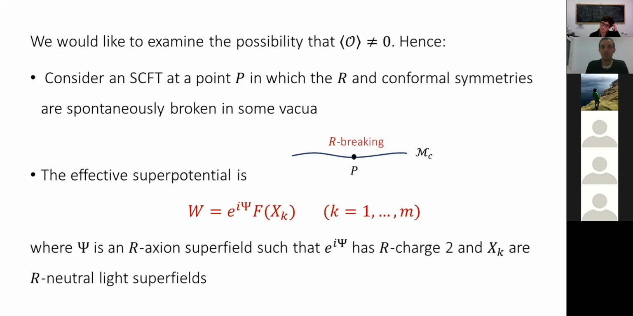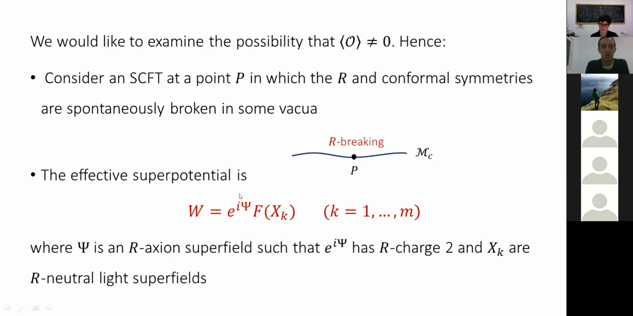So to claim this, we would like to examine the possibility that the vev is not zero. So let's consider a superconformal field theory at a point P in which the R and conformal symmetry is spontaneously broken. If we do give O a vev, then of course it breaks. It has dimension 3 and R charge 2, so it breaks both R and conformal symmetries. So let's look at the point P in which we have these R symmetry breaking vacua, and focus on this for the moment. Not necessarily ones that have non-vanishing vev for O, but ones that have the R symmetry broken.